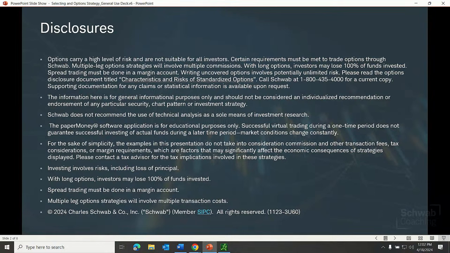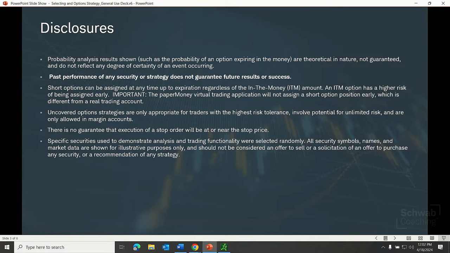All right. So with that said, let's get into the discussion. And as we do that, we have to set the stage regarding risk. Options certainly carry risk, as do other approaches to investing. So we need to bear these important things in mind. Options carry a high level of risk and are not suitable for all investors. The information here is for general informational purposes only and should not be considered an individualized recommendation or endorsement of any particular security, chart pattern, or investment strategy. Schwab does not recommend the use of technical analysis as a sole means of investment research. Investing involves risks, including the loss of principal, and any investment decision you make in your self-directed account is solely your responsibility. All right. So with that said, let's set the agenda for the day.